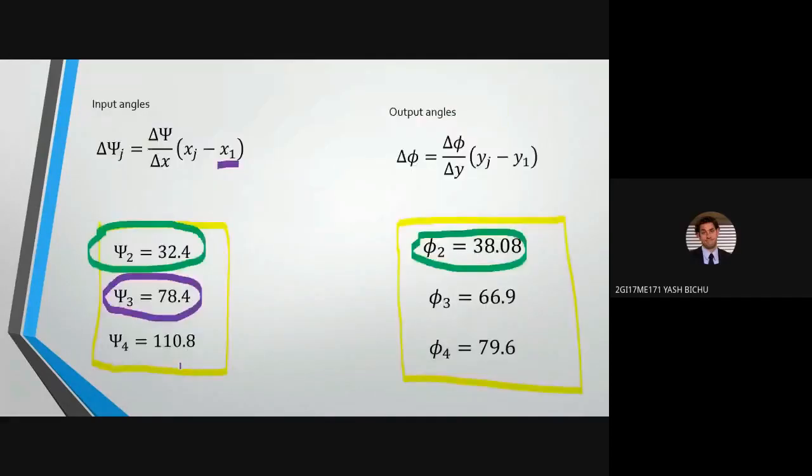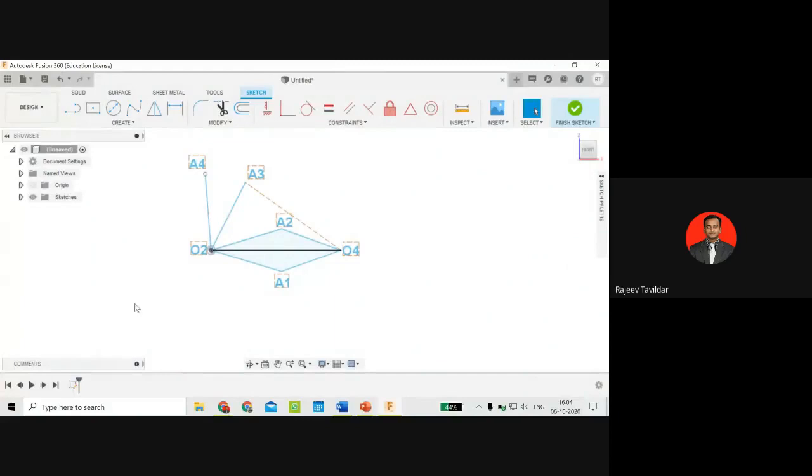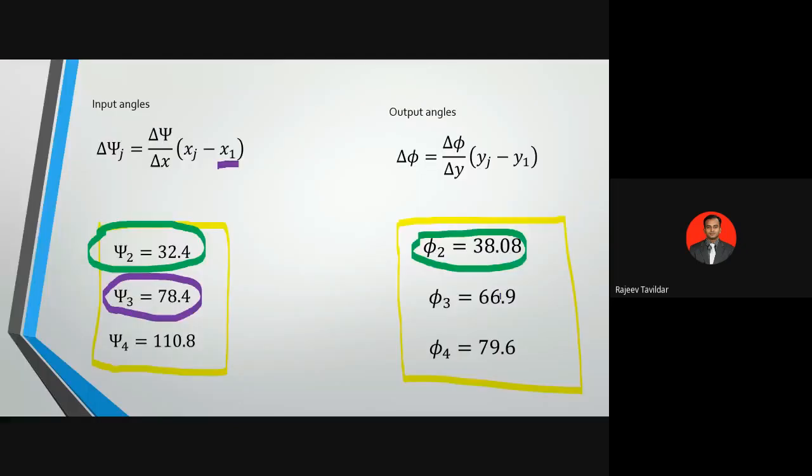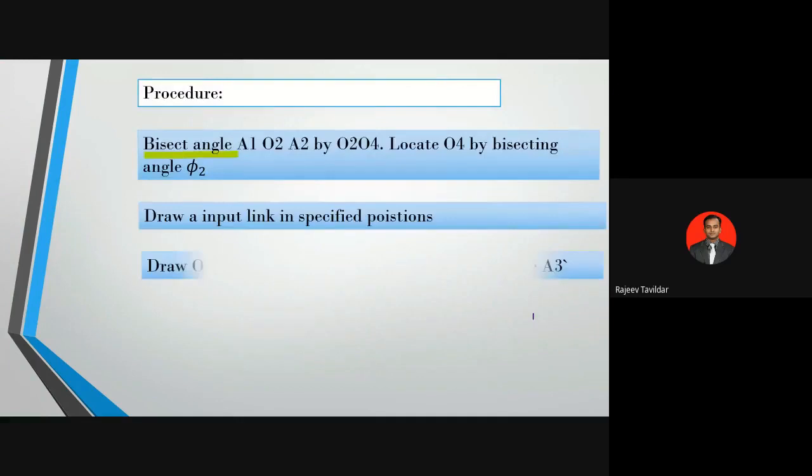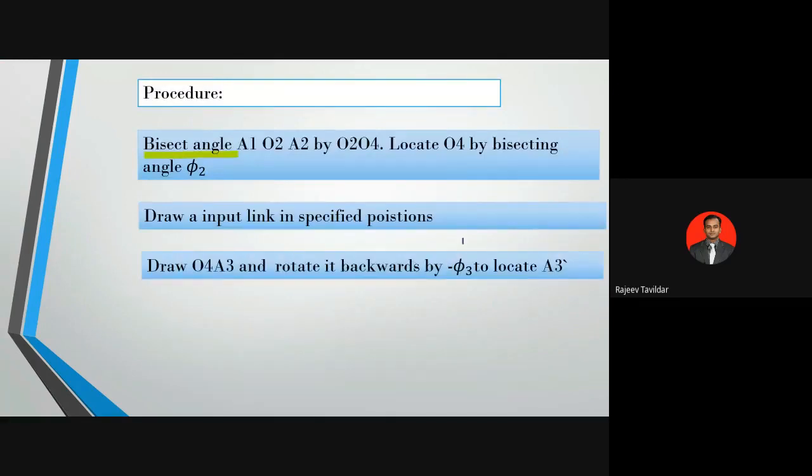Phi 2. Not psi 2. It is psi 3 because we have joined A3, right? O4 A3 I have joined. And if I rotate, I should get A3 dash. So since it is third, that means I need to rotate it by phi 3. That is 66.9 degrees or 67 degrees. I need to rotate it by phi 3, which is 67 degrees here.